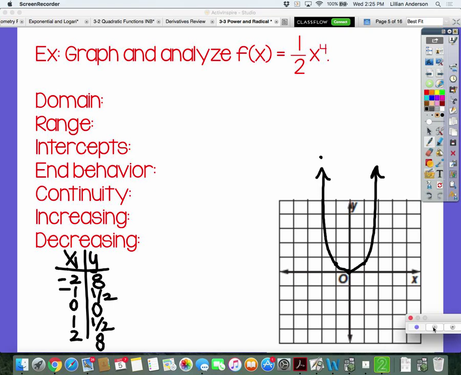Alright, so let's analyze. What do you think's happening with the domain? Right, all real numbers. Let's write that in interval notation.